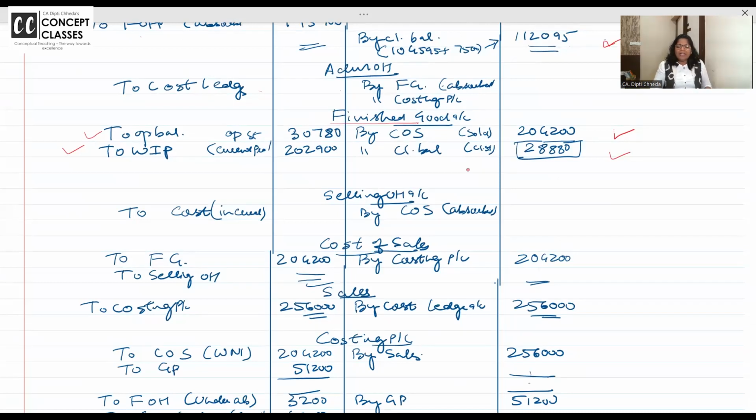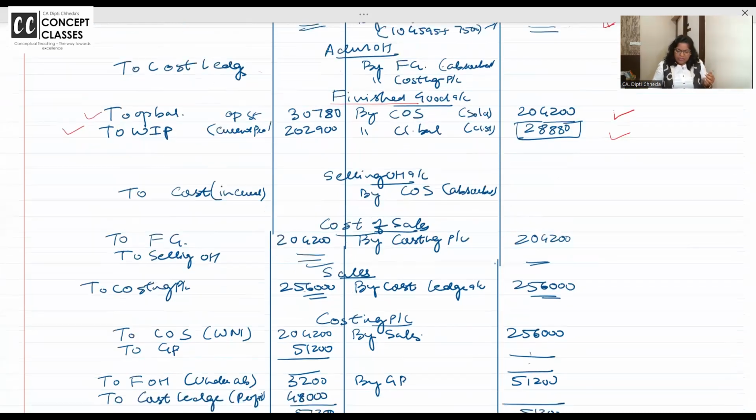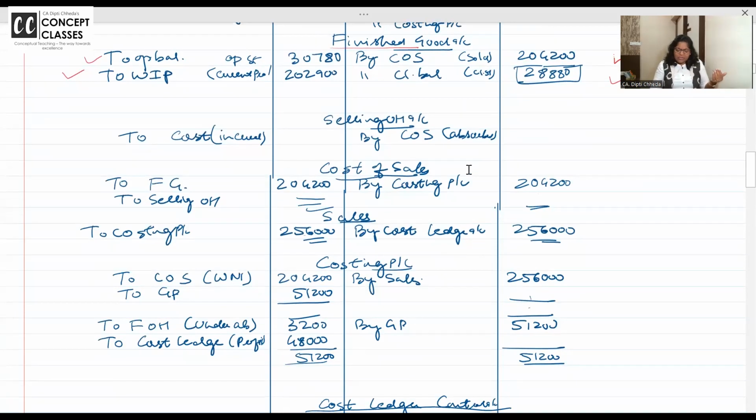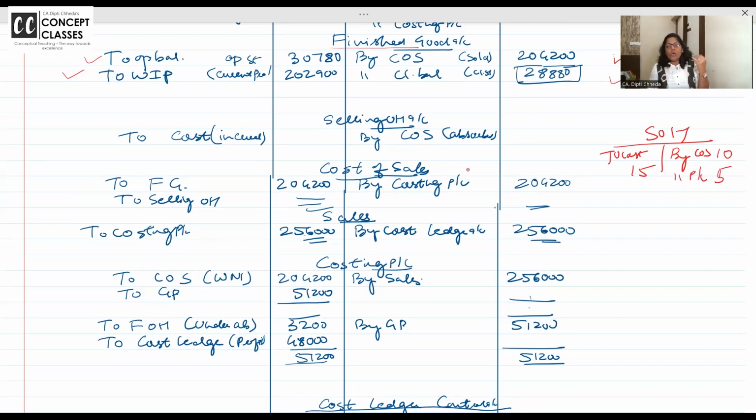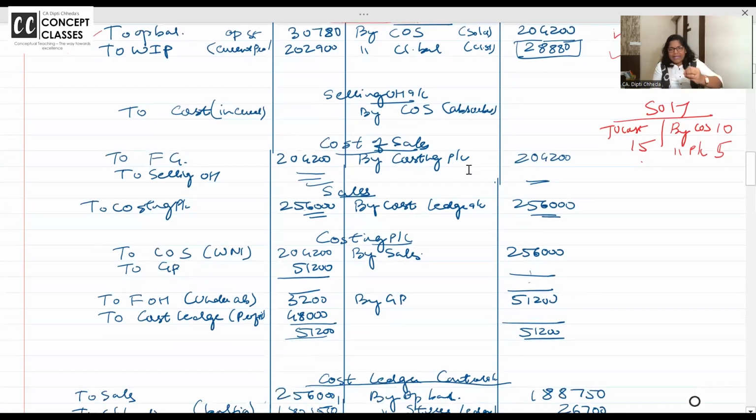Administrative overhead अगर है, तो it is absorbed in finished goods. Selling overhead अगर है, so it is absorbed in cost of sales. Overhead always make the ledger same. Selling overhead debit to cost ledger, actual overhead 15 रुपए. By cost of sales, selling overhead is absorbed in cost of sales 10 rupees. Difference 5 rupees. Can I transfer to P&L as under absorption? Your actual selling expenses is 15, but you have put 10. So 5 rupees, can I put it in the P&L account?